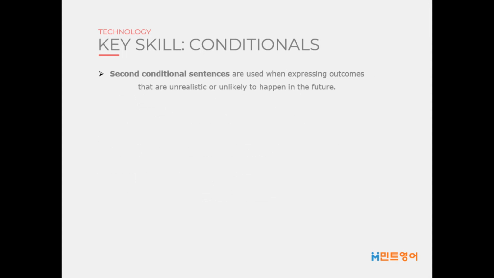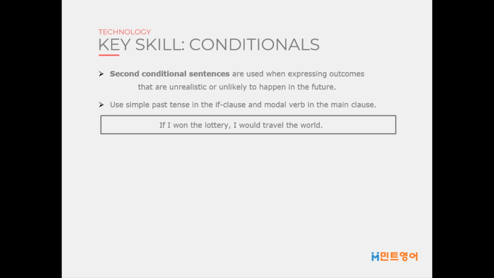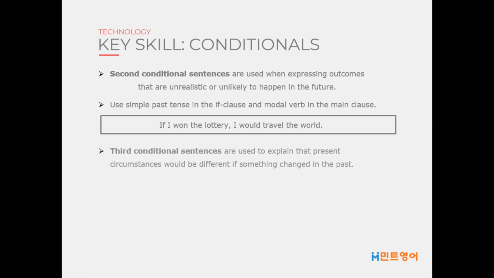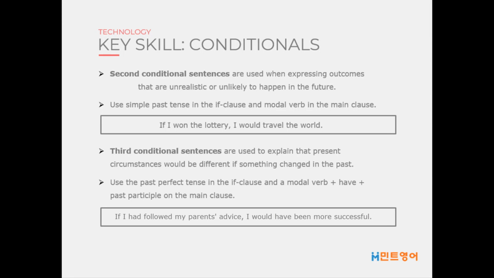Second conditional sentences are used for expressing outcomes that are unrealistic or will not likely happen in the future. To construct conditional sentences, use the simple past tense in the if clause and a modal verb in the main clause. Third conditional sentences are used to explain that present circumstances would be different if something different had happened in the past. We use the past perfect tense in the if clause and a modal verb plus have plus past participle in the main clause.